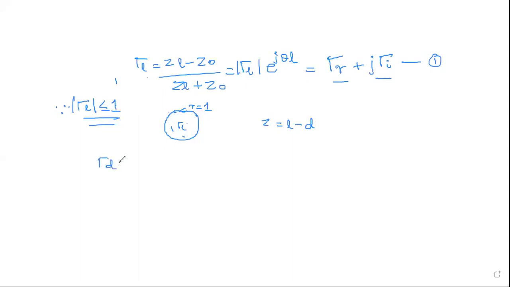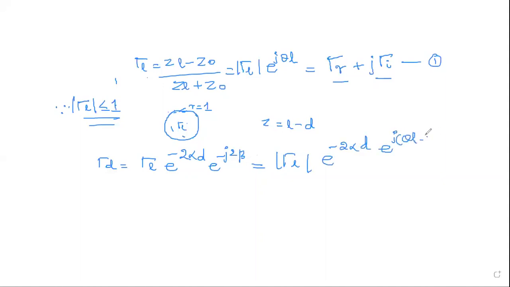The one which you have derived for this was gamma D is equal to gamma L e to the power minus 2 alpha D e to the power minus j 2 beta D, which is also equal to the magnitude of gamma L. In terms of angle form, I am writing all this, you have written already: e to the power minus 2 alpha D e to the power j theta L minus 2 beta D. So this was the equation for a line which is L minus D, and this value also will be within the unity circle.